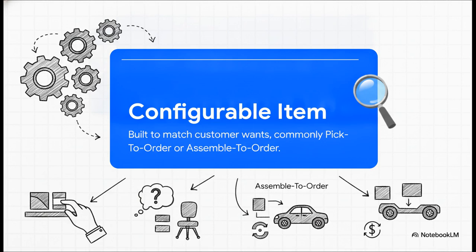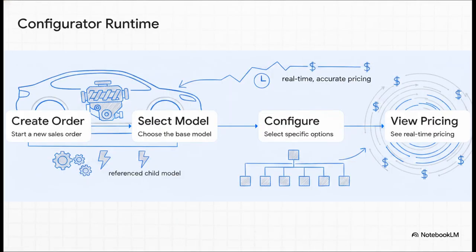Now, stepping up the complexity, we get to configurable items. These are the items built on the fly to match exactly what your customer wants at the time of purchase. You'll typically see these set up as pick-to-order, or PTO, and assemble-to-order, ATO items. Just like standard items, they can handle one-time or recurring charges, but they demand a totally different user experience when you're actually capturing their order. So how does that play out in the system?